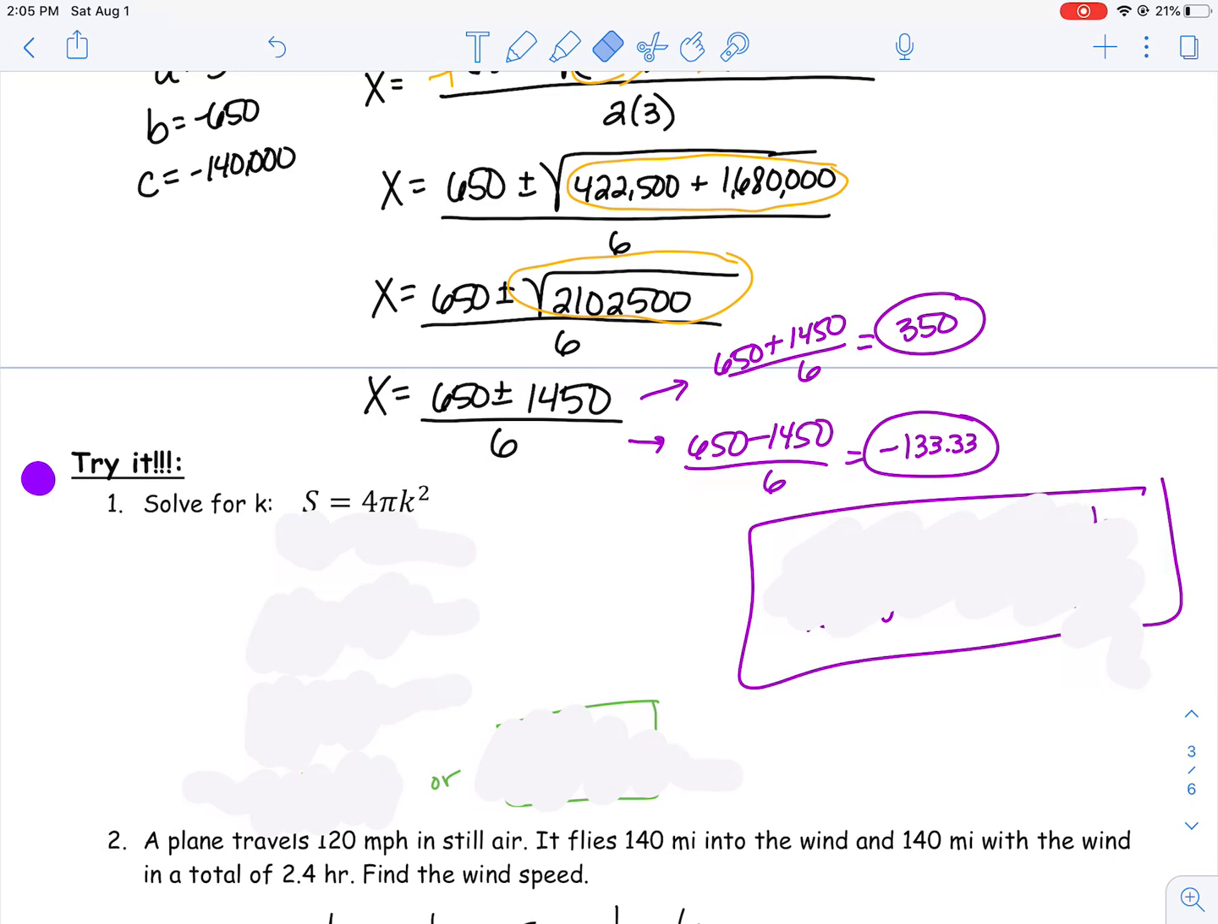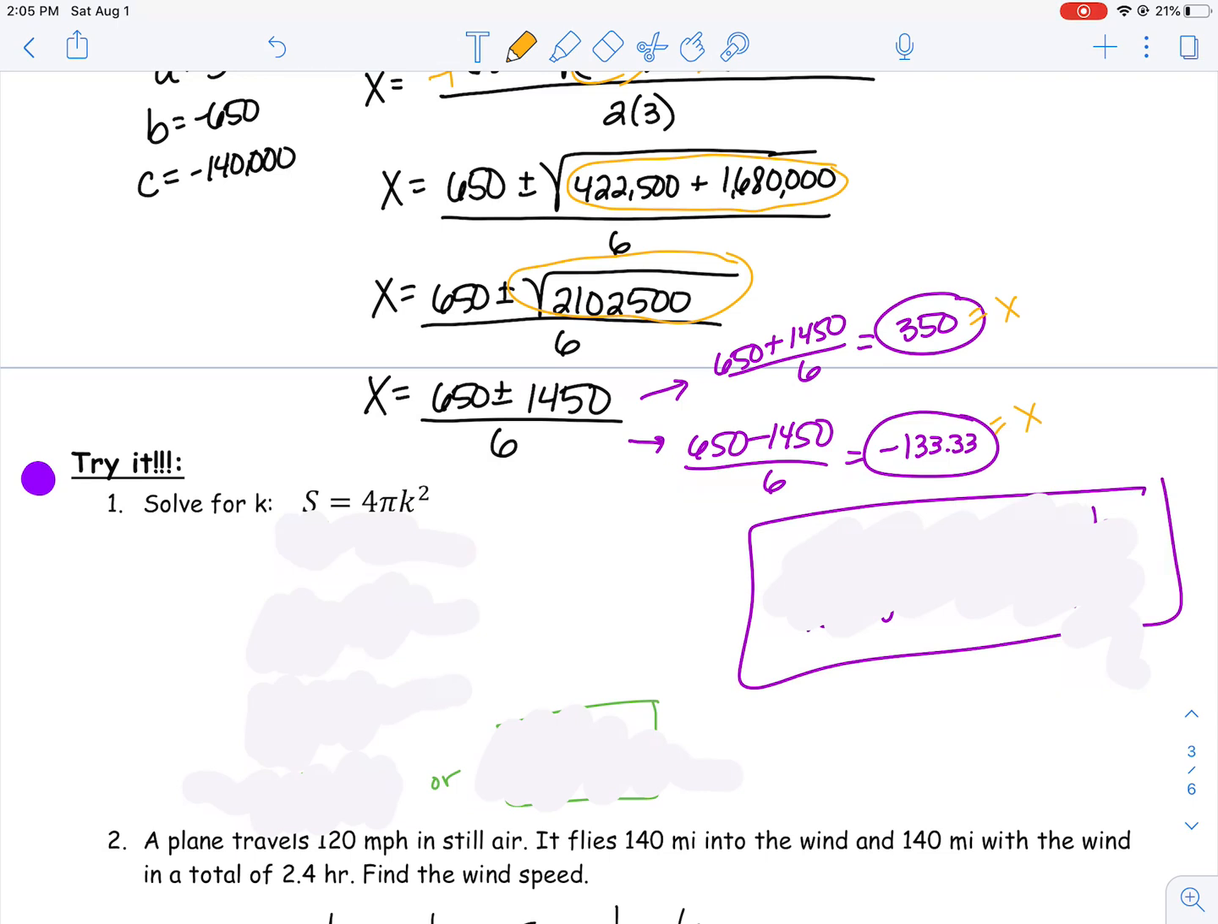I'm going to use my calculator, add those, divide by 6, and I got 350. I'm going to use my calculator, subtract those, divide by 6, and I got negative 133.33 repeating. Okay, so that means that x equals 350 and x equals negative 133 and a third.